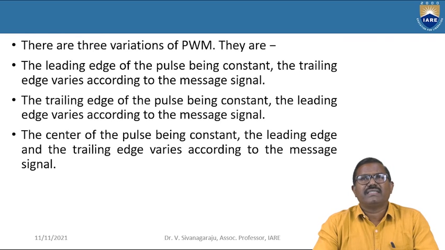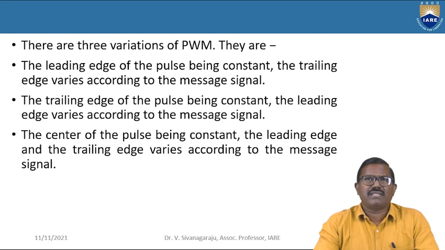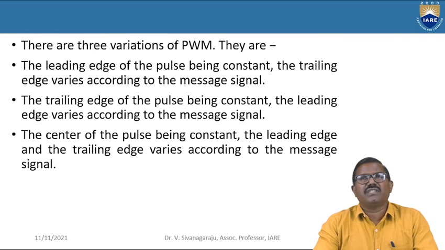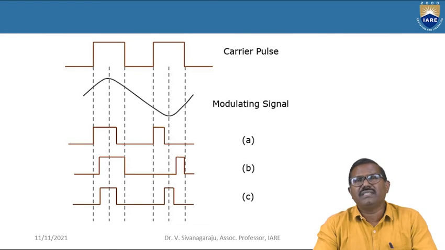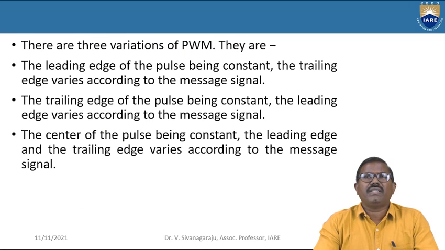So here the leading edge of the pulse is constant and the trailing edge varies according to the message signal. That is the first one, picture A. The second one is the trailing edge of the pulse being constant, and the leading edge varies according to the message signal.